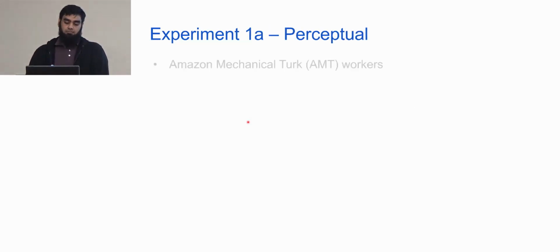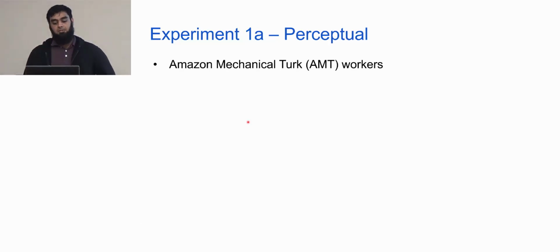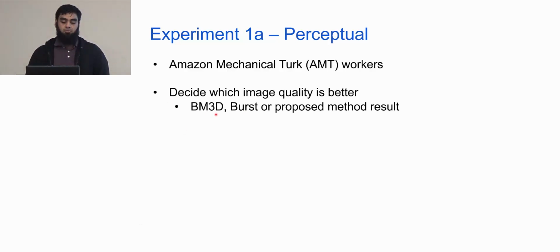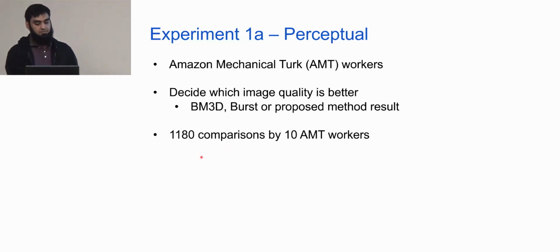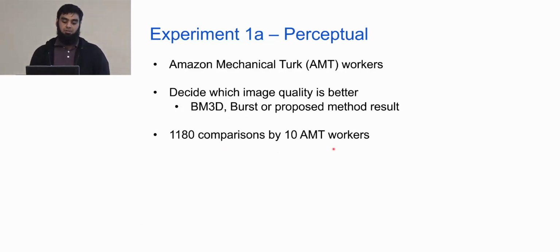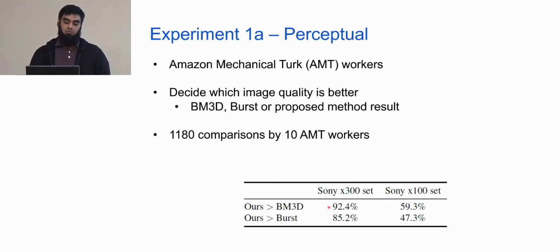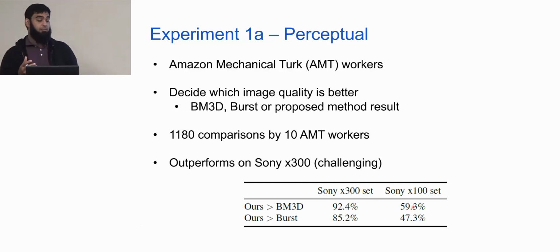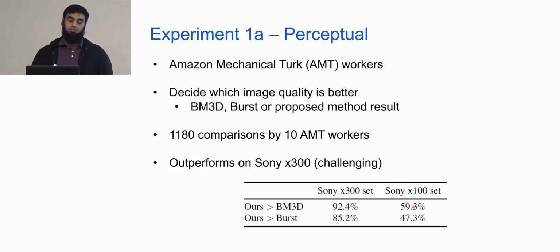Experiment 1A was perceptual. They hired Amazon Mechanical Turk workers to check whether the images were of better quality or not. The 3 methods that were used were BM3D, burst, or the proposed method. About 1,180 comparisons were carried out by 10 AMT workers, and these are their results. X300 represents brighter images and X100 doesn't. They got their results better on the brighter images, which, as they claim, is more challenging. But when it was the darker images, the AMT results proved to be less accurate in that sense.